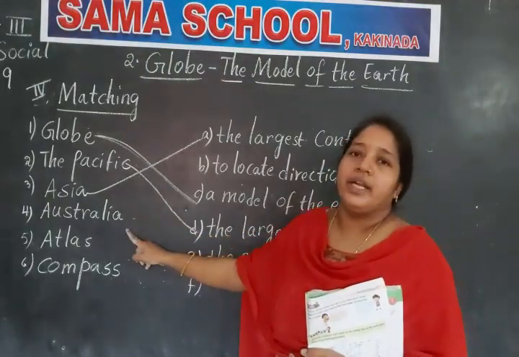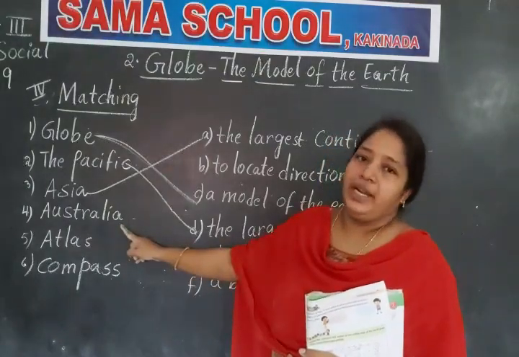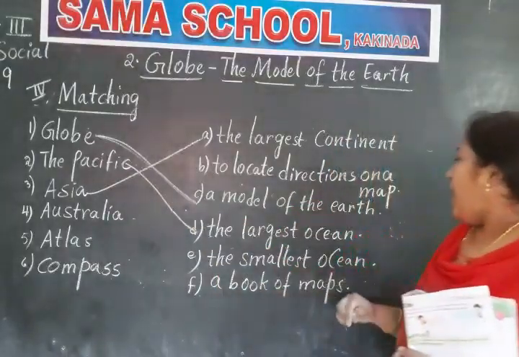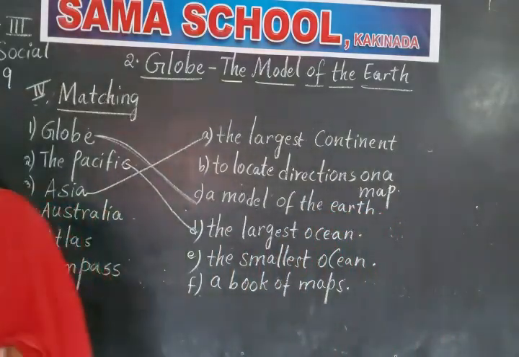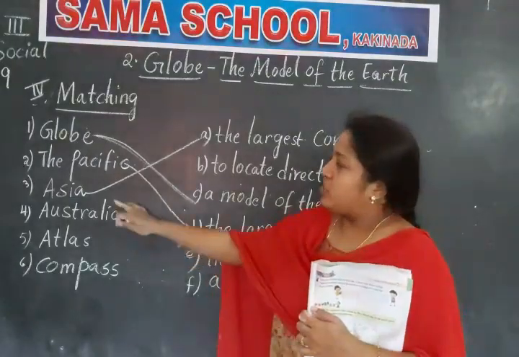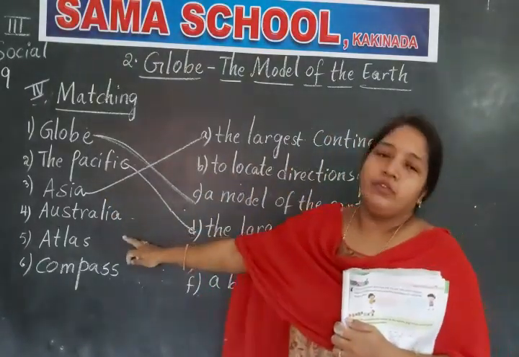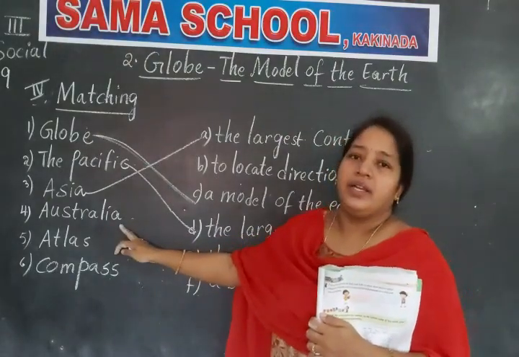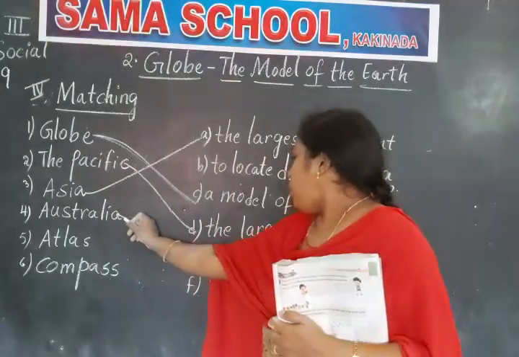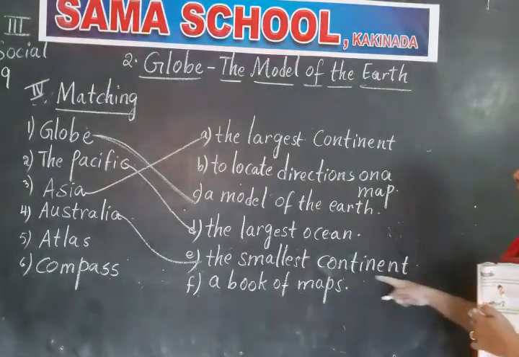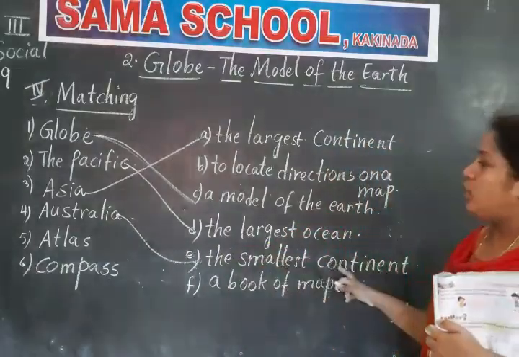Next, the 4th one, Australia. Australia, is it ocean or a continent? Yes, it is also a continent, but this is the smallest continent. Asia is the largest continent and this one is the smallest continent. Here the sentence, the smallest continent. So Australia, the smallest continent.